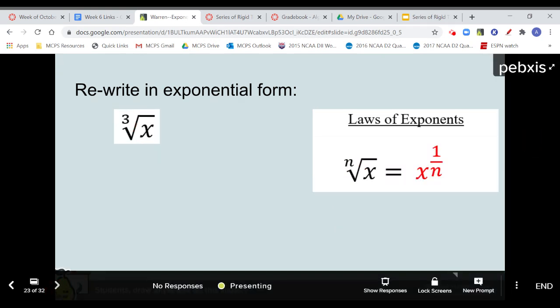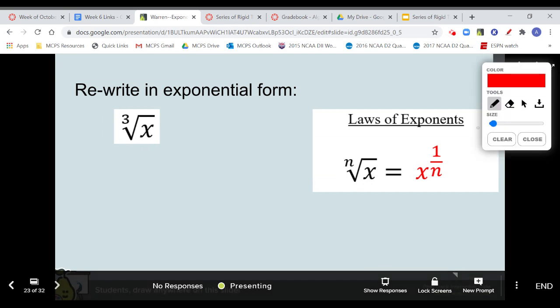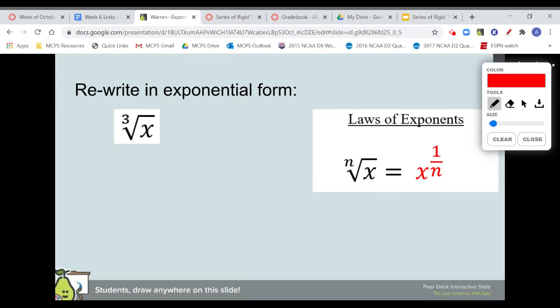So looking here at the cubed root of x, we're going to have x. Again, there's no exponent currently being written, so I have a 1. And the radical, or the root, the 3, becomes the denominator of my exponent. So I have x to the 1/3.